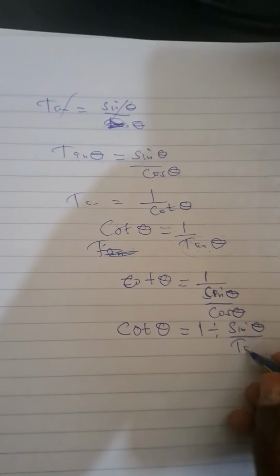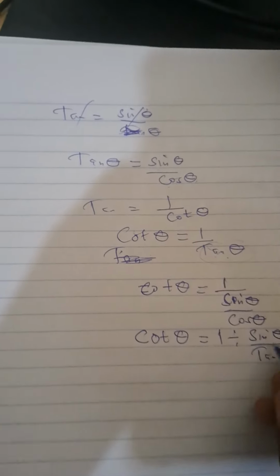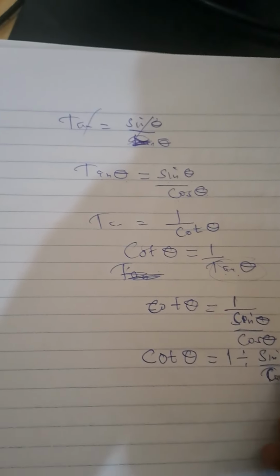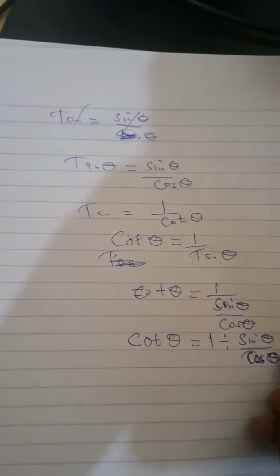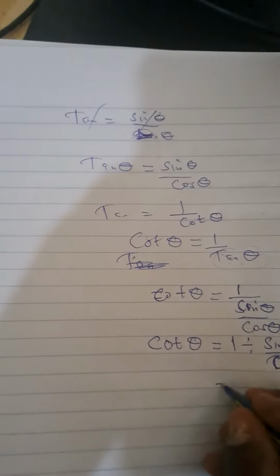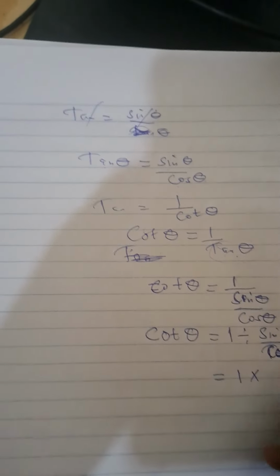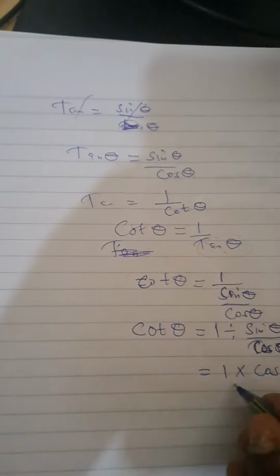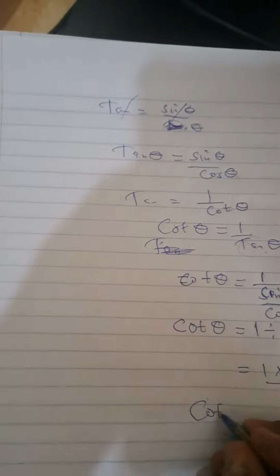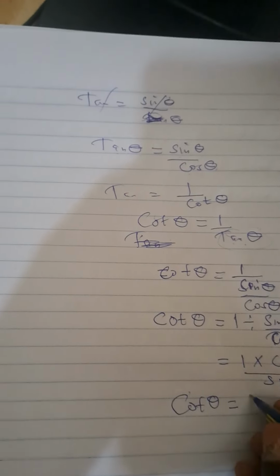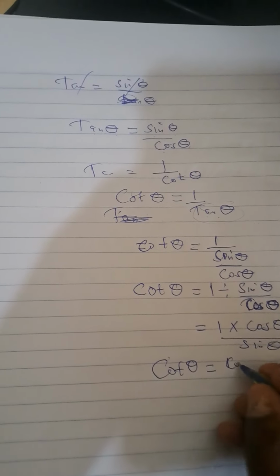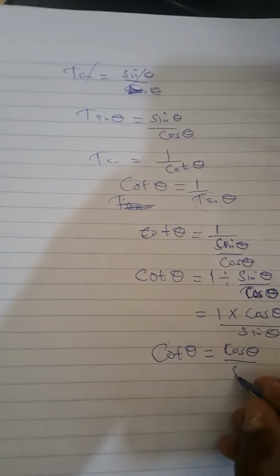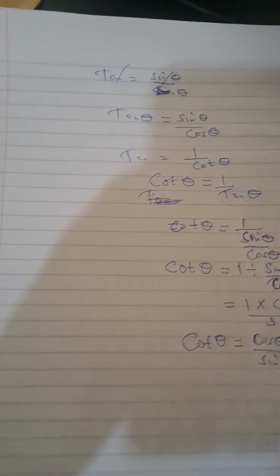This implies that cot theta is equal to 1 divided by sine theta over cos theta, which is now equivalent to 1 times cos theta over sine theta. Therefore, cot theta can also be equivalent to 1 times cos theta, which is cos theta over sine theta.